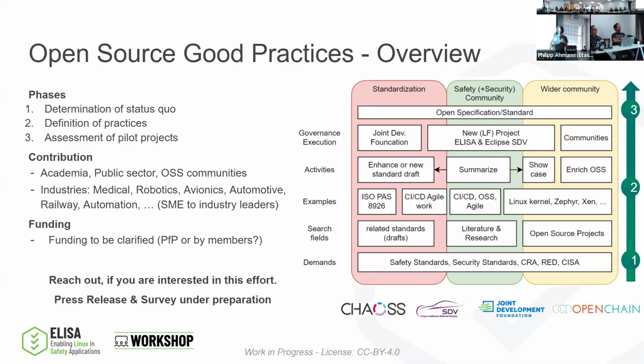And it should be put on wide shoulders of a lot of people. So we want to look into academia, public sector, open source communities. We look into different industries. And that's why we also, for example, started a survey with the Linux Foundation Europe. And I launched it there and not directly as an ELISA effort, because we wanted to break out of our bubble. So we didn't want to go into this whole thing of just being in automotive or aerospace.